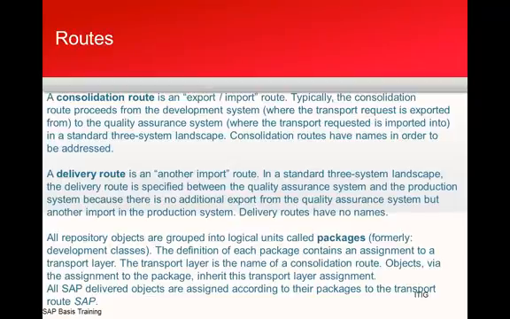A consolidation route is an export-import route. Typically, the consolidation route proceeds from the development system. A delivery route is another import route. Basically, all transport objects are grouped into logical units called packages. Previously, you called them development classes. The definition of each package contains an assignment of a transport layer.